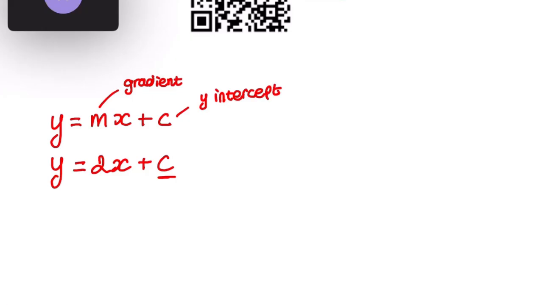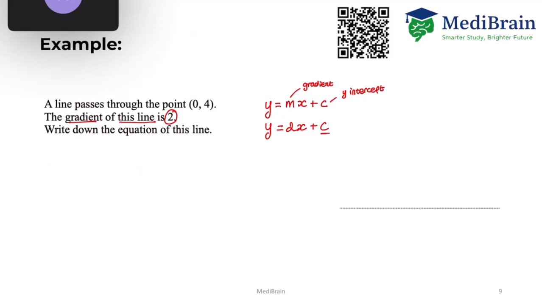So how do we work out c? Where does it cross the y-axis? Well, this one is quite simple. It crosses the y-axis at 4, so it's just going to be y equals 2x plus 4. But sometimes you won't be given a coordinate as simple as that, so I'm going to show you a different way of doing it that will work in every case.